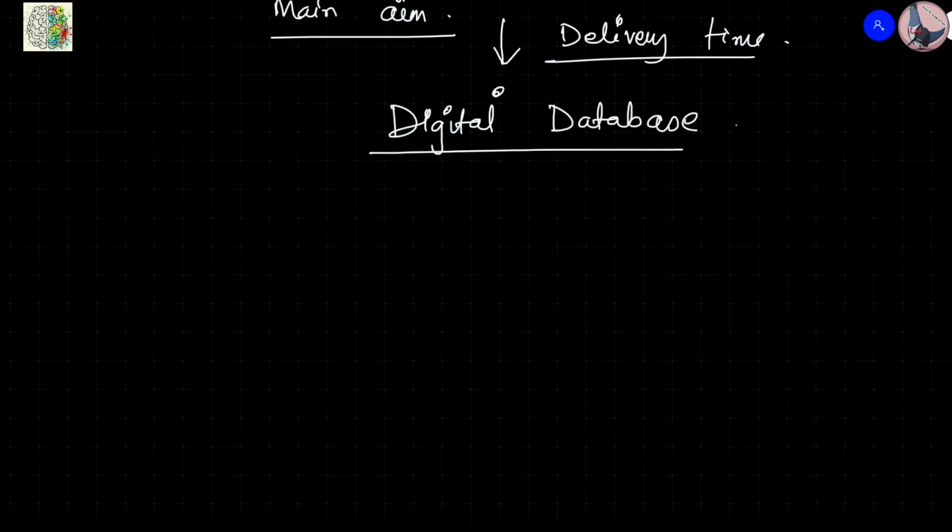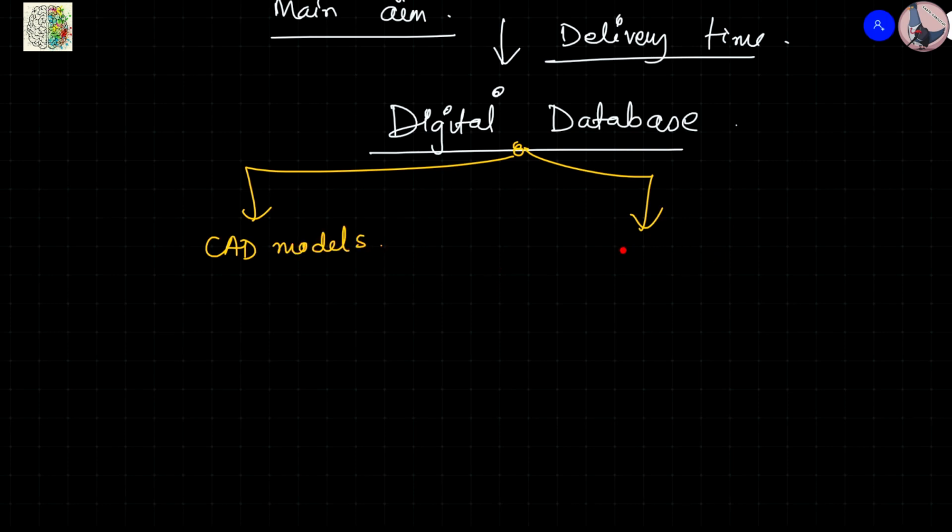The digital database keeps two things. One, it is a collection of your CAD models, and another, it keeps a library of process plans. These are the two things which this digital database will have, and you will understand how it will help people. Okay, so what are these CAD models?